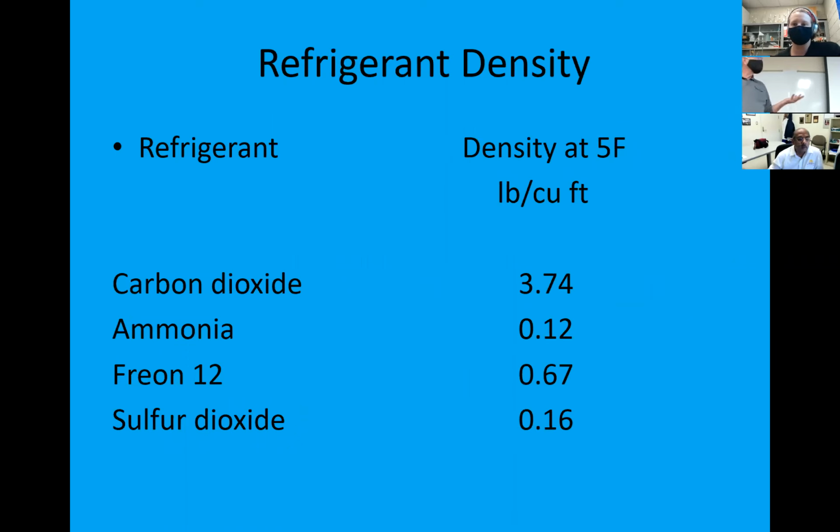Density, the weight, pounds per cubic foot, excuse me. Something that's lighter is probably better just because of the weight in the pipes, those types of things. So you're seeing kind of a trend here. Ammonia is kind of crawling up the ladder as pretty good.